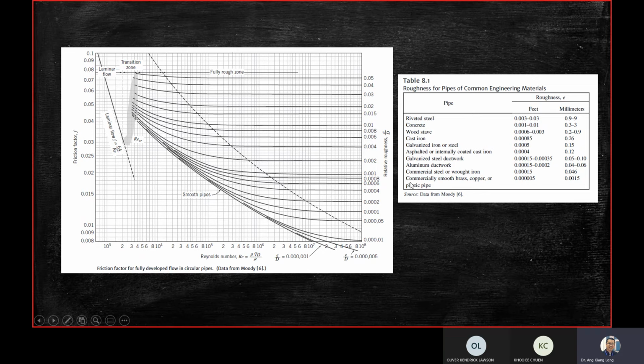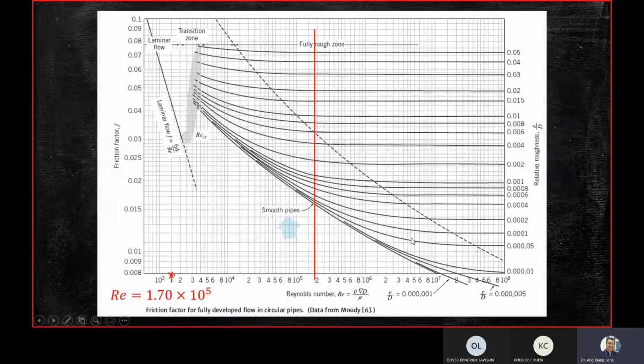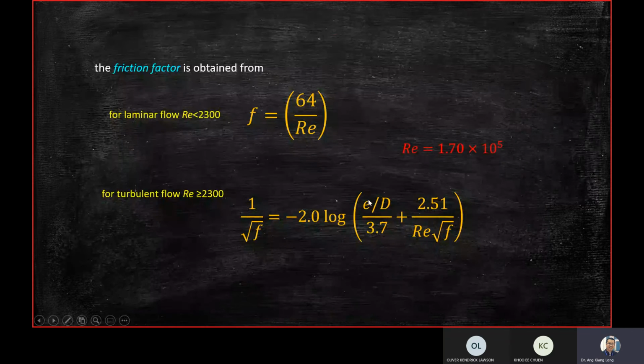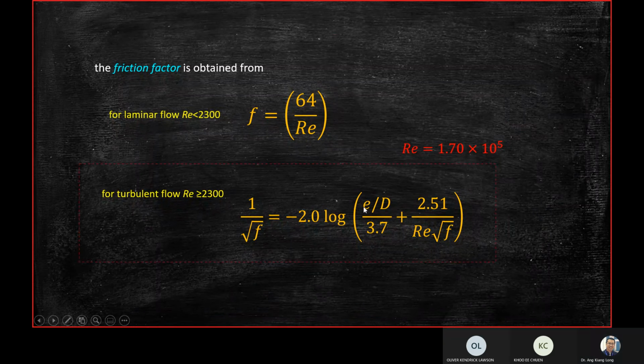So you can see here, there's one column there. At the bottom here, you see there's smooth brass, copper, or plastic pipe. So there's a smooth word here. You can use 0.0015 to calculate the value, if you have a smooth pipe. You look at the table. Clear? Ku and Oliver? Right.